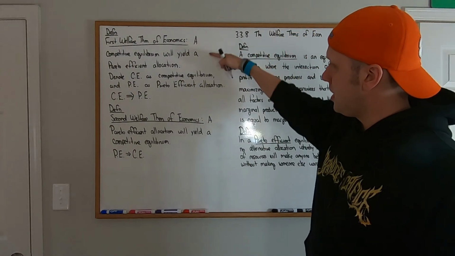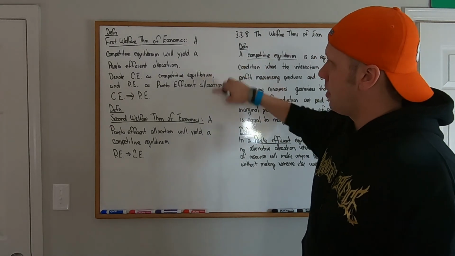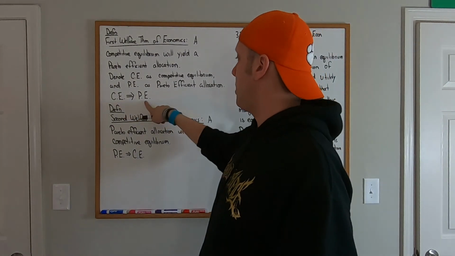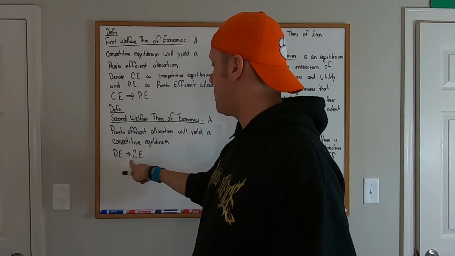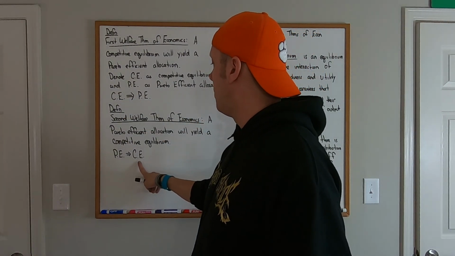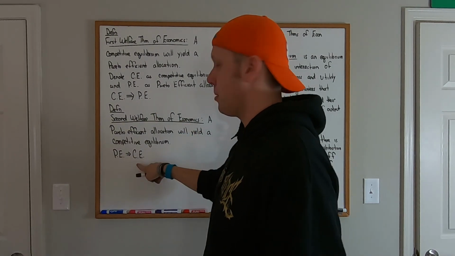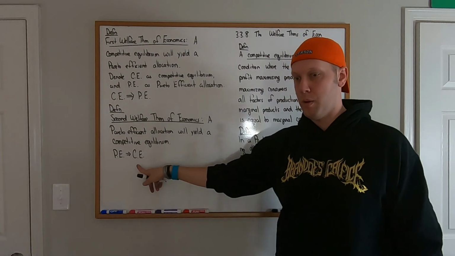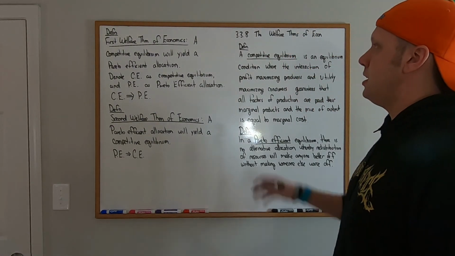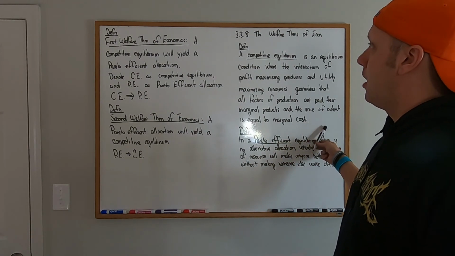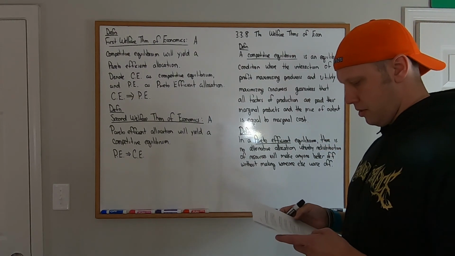Now, you can see these two theorems imply one another. They're the converse of each other, right? So here, competitive equilibrium implies Pareto efficiency. Pareto efficiency implies competitive equilibrium, which implies Pareto efficiency, which implies competitive equilibrium, and so on and so forth. So these two welfare theorems of economics are satisfied under the assumptions of the Solow Growth Model.